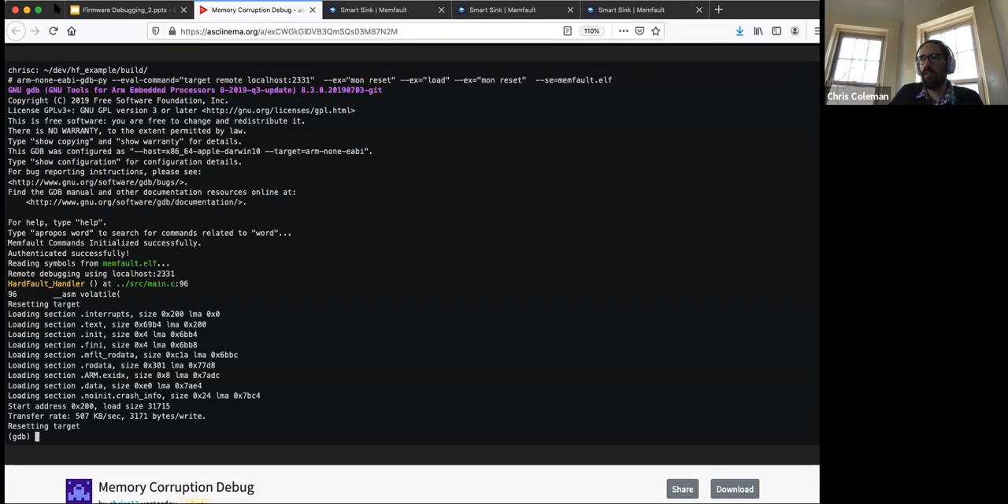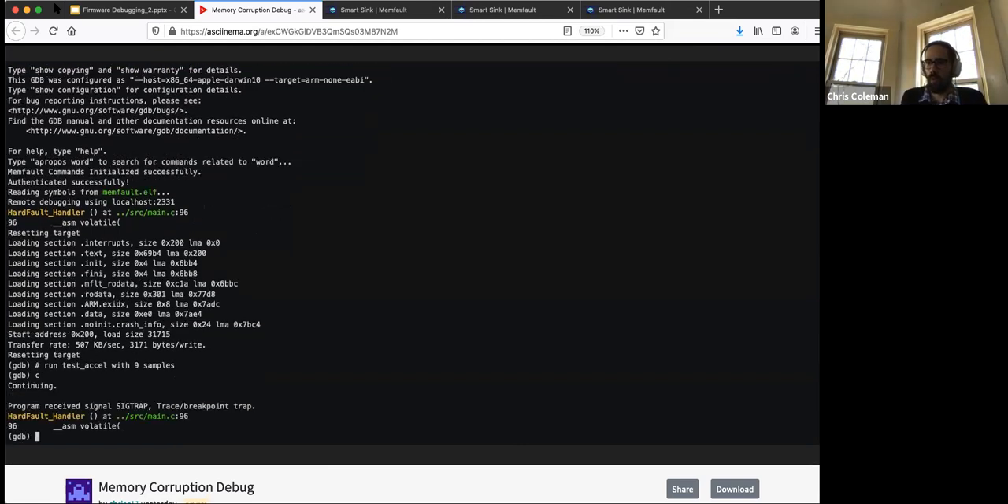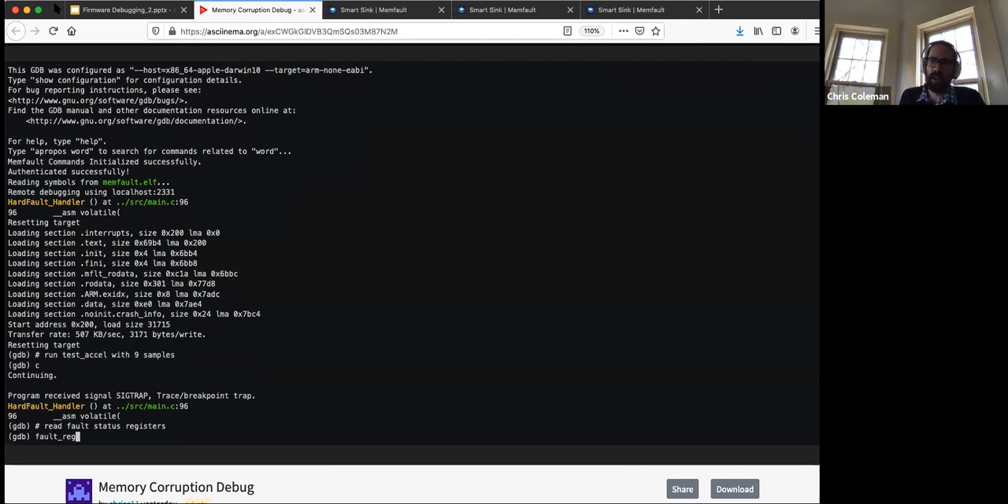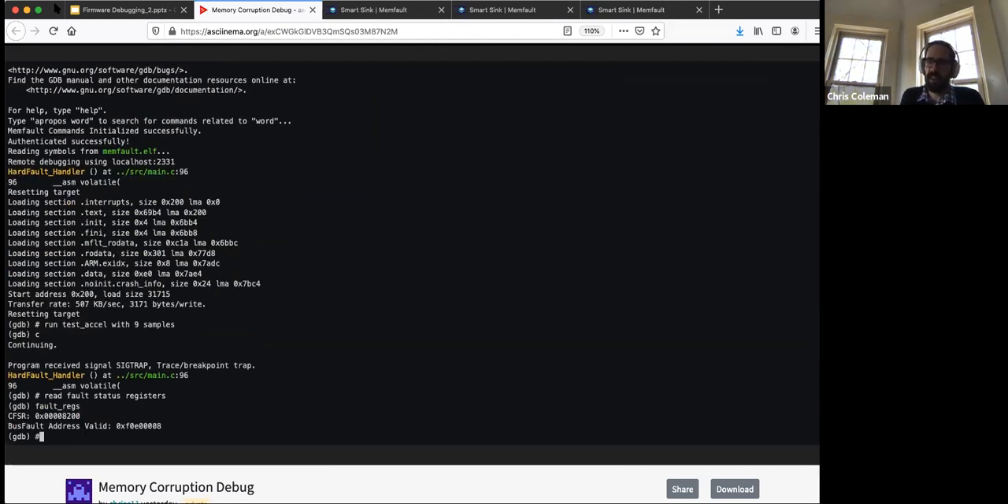What we're going to do here is load up the application inside GDB, and we're going to test that accelerometer routine with 9 samples. We're going to see that we hit a hard fault. So what's the first thing we do? We look at the configurable fault status register to see if there's any information there, and we can use that command we wrote to take a look at that. Cool. So it found that there's a bit set, and we know the exact address that triggered the fault, 0F0E008. So now we need to figure out, where did that bad address actually come from?